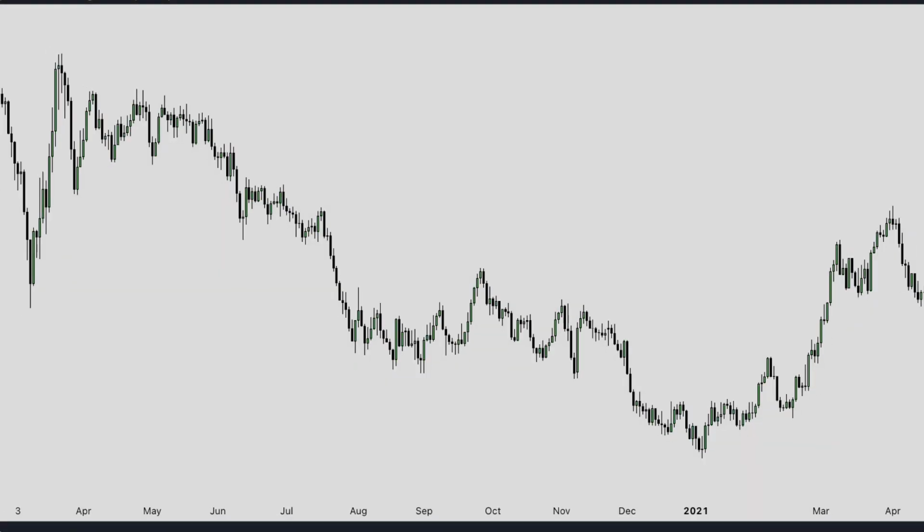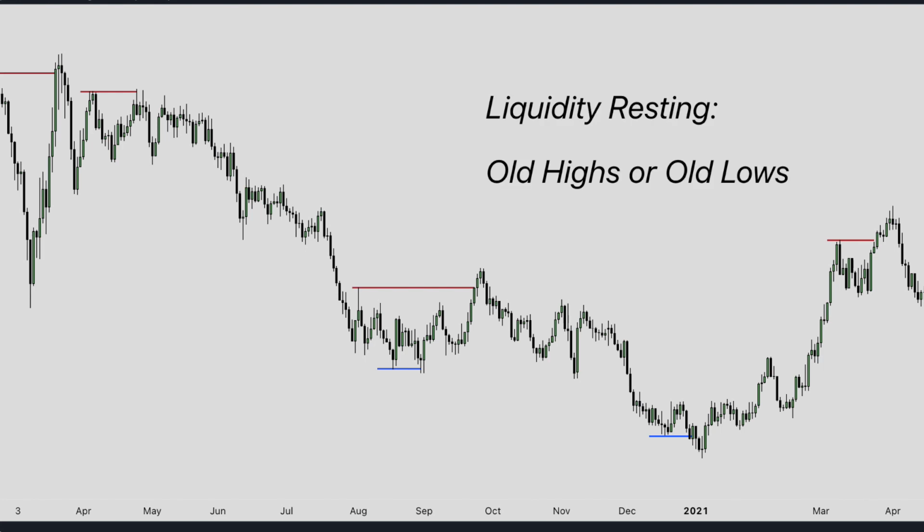When price reverses, it means that the stop orders have been taken out. Usually we look for liquidity pools above old highs or old lows. Price tends to reverse from those areas. Of course, you're not going to buy or sell immediately when they reach those levels. We need to wait for our confirmation.